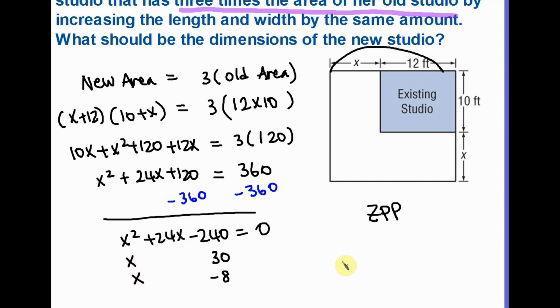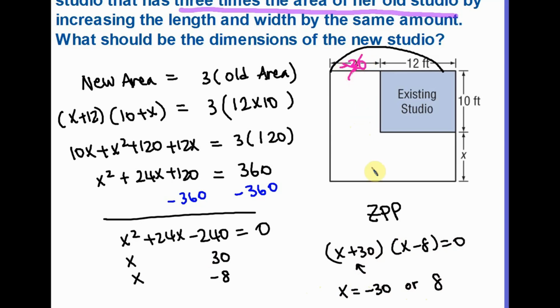So if I have x plus 30 times x minus 8 is equal to 0, this will be the beginning of using ZPP. If I solve this part where x plus 30 has to equal 0, x is equal to negative 30. Or when you have x minus 8, this one has to equal 0 as well, so x is 8. Since this is a real life example, you will never have negative 30 as the length, so I know that my number has to be positive. In this case, x equal to 8 is the only answer.